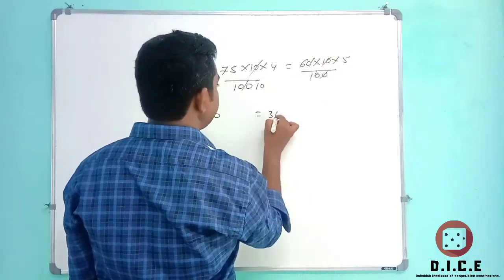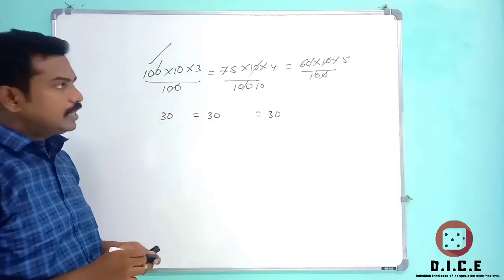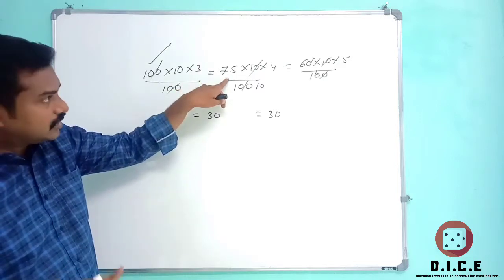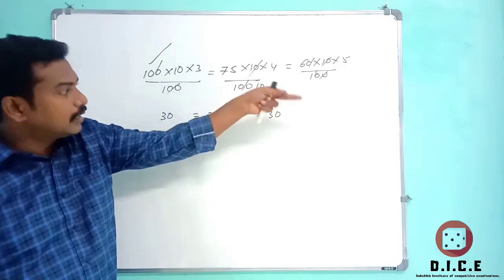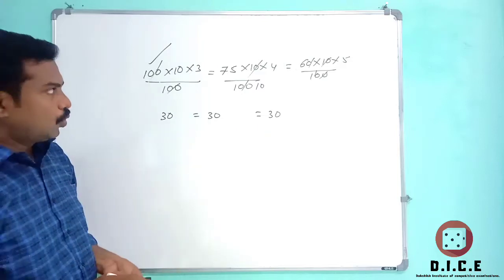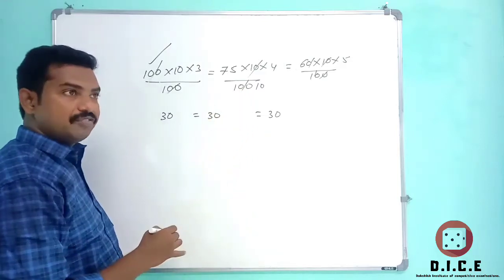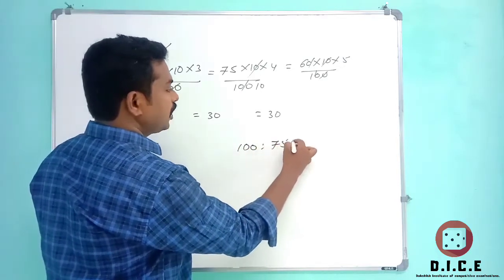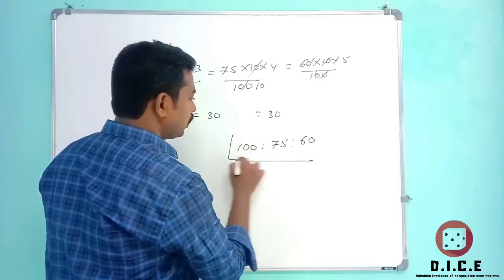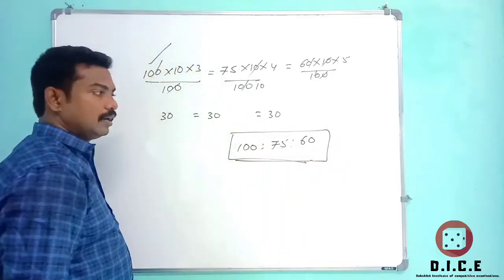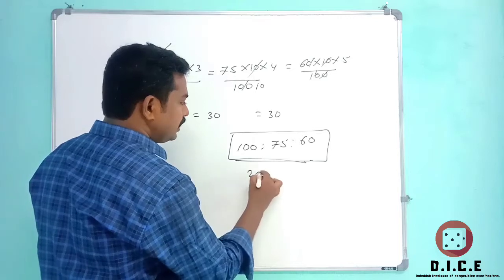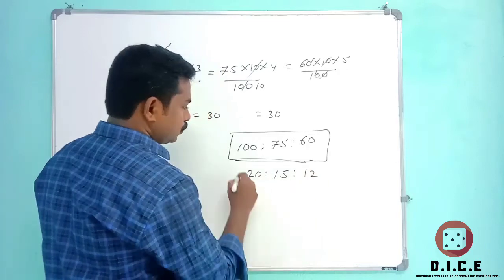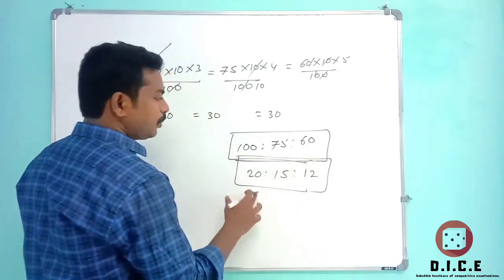So if you see here, by taking 100 rupees for 3 years, 75 rupees for 4 years, and 60 rupees for 5 years, our interests are the same. So what I am saying is that 23,500 should be divided in such a way that 100 is to 75 is to 60. In this ratio he has to divide. 5 20s are 100, 5 15s are 75 and 5 12s are 60. So 20 is to 15 is to 12. In this ratio he has to divide.